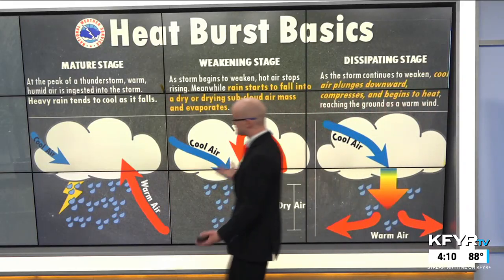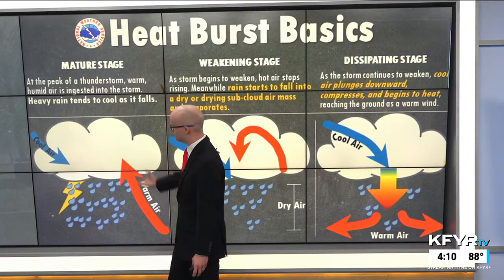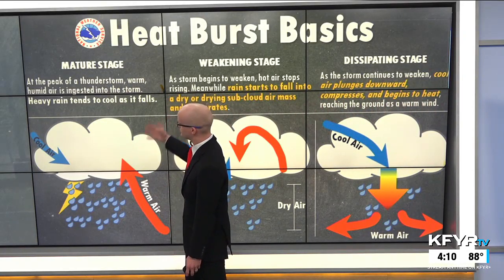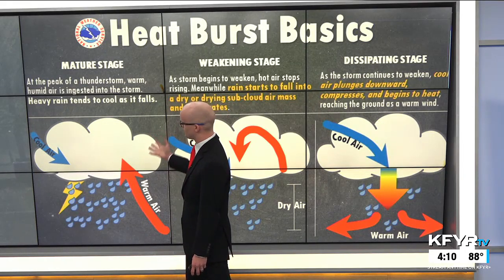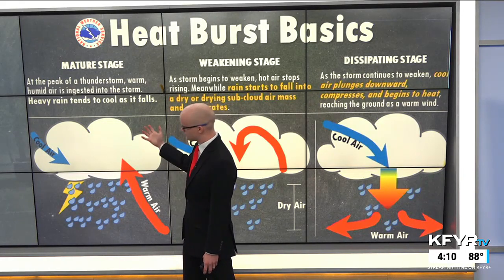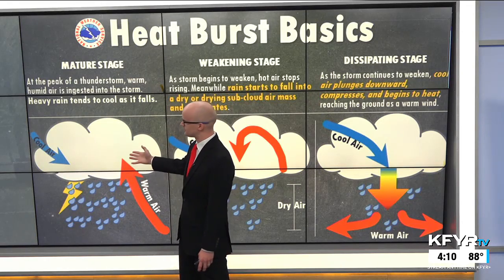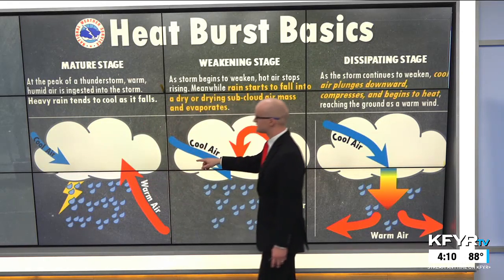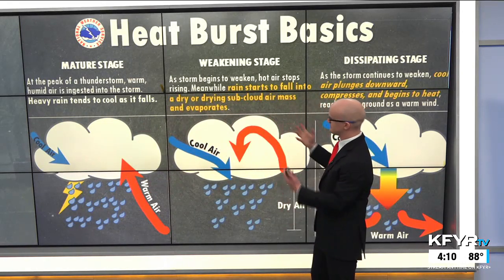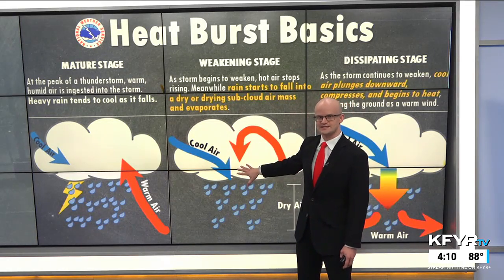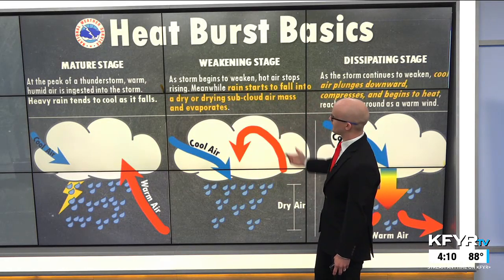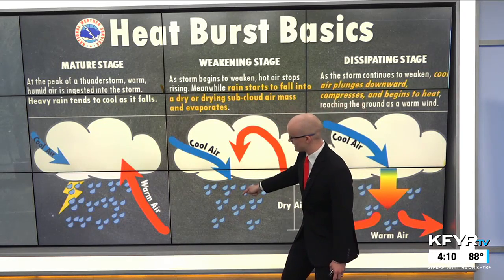So normally when we see these thunderstorms form, there's rapidly rising warm and moist air, and at the peak of them, that warm and humid air is ingested into the storm, causing large cumulonimbus clouds. We get frequent lightning and thunder and heavy rain. But as the storm is dying and it's dissipating, it becomes downdraft dominant. So the cool air wins out. There's less warm air coming up into the storm and rising, so there's more cool air sinking.